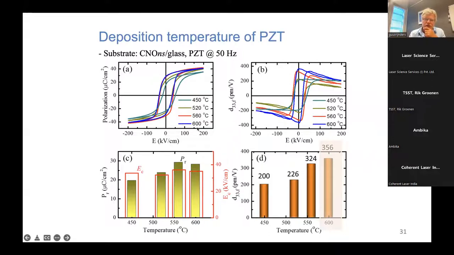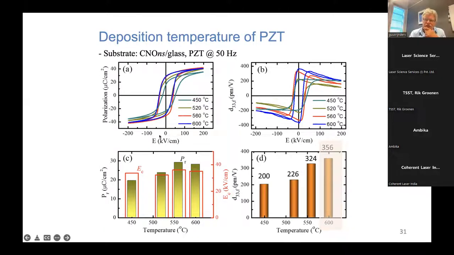And we did it at several temperatures, ranging to the typical temperatures we use, so 560 and 600 degrees. But we can even lower it to lower temperatures. Sorry, I have to click. Where am I? Here, yeah, sorry. So you can even lower the temperatures to 450 degrees C. So that also makes it compatible, for instance, backend compatible for CMOS.